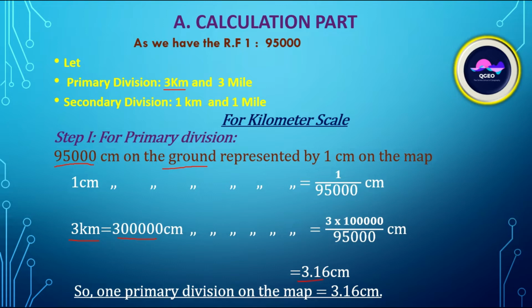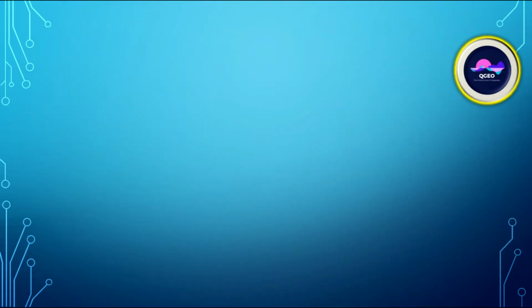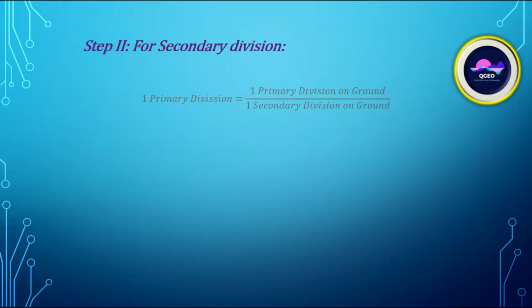So one primary division of the scale will be 3.16 centimeter. Now for secondary division, one primary division is equal to one primary division on the ground divided by one secondary division on the ground. So one primary division is equal to 3 kilometer by 1 kilometer, equal to 3 divisions.